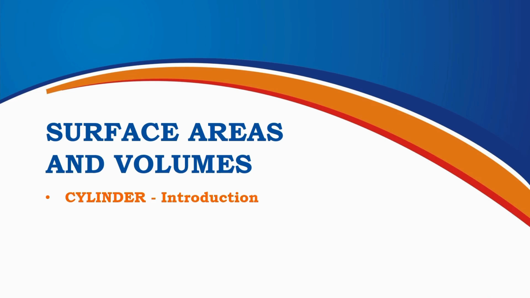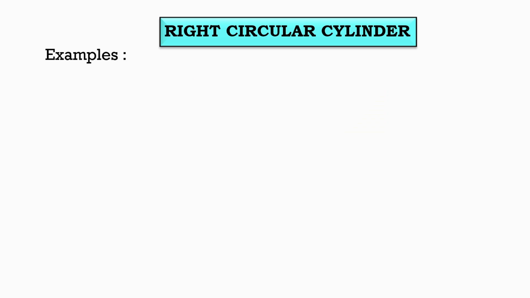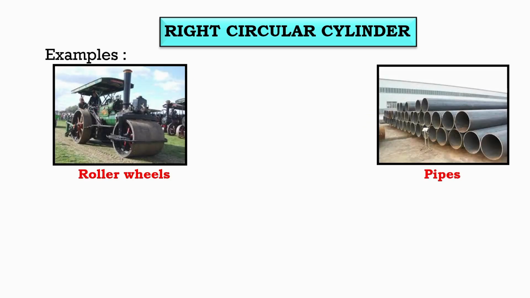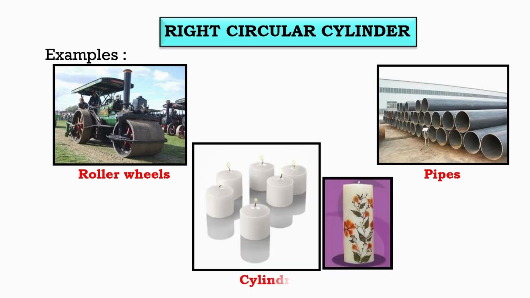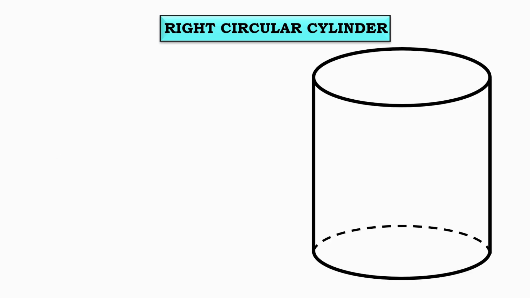So, first, we need to understand what is a cylinder. Right circular cylinder. Let us first see some examples of a right circular cylinder. Roller wheels, that is an example of a right circular cylinder. Pipes, that is also an example. Candles, these are also examples. Now, let us see the geometrical figure of a right circular cylinder. So, this is the geometrical figure of the cylinder.